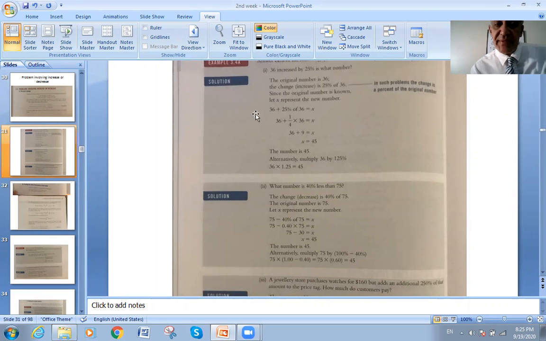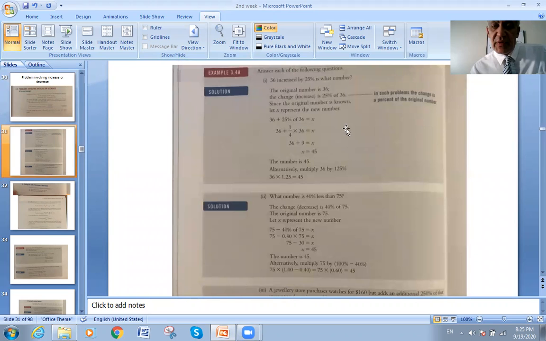Let's see an example here. The original number is telling me answer each of the following questions. We'll take number 1 and I will leave for you a time to do number 2 and number 3. Answer each of the following questions. 36 increased by 25% is what number? So what is the number? If the original number is 36 and the increase is by 25% of the number, so what is the real number? What's the new number?